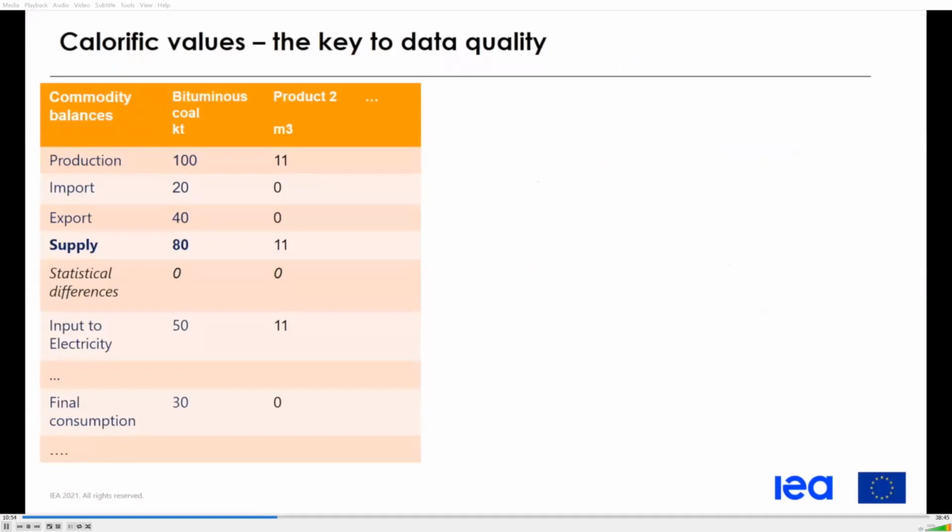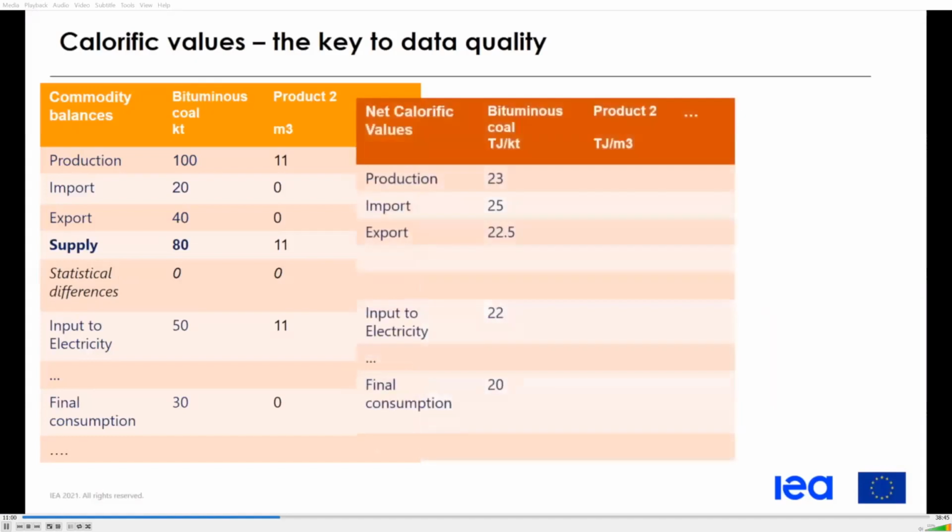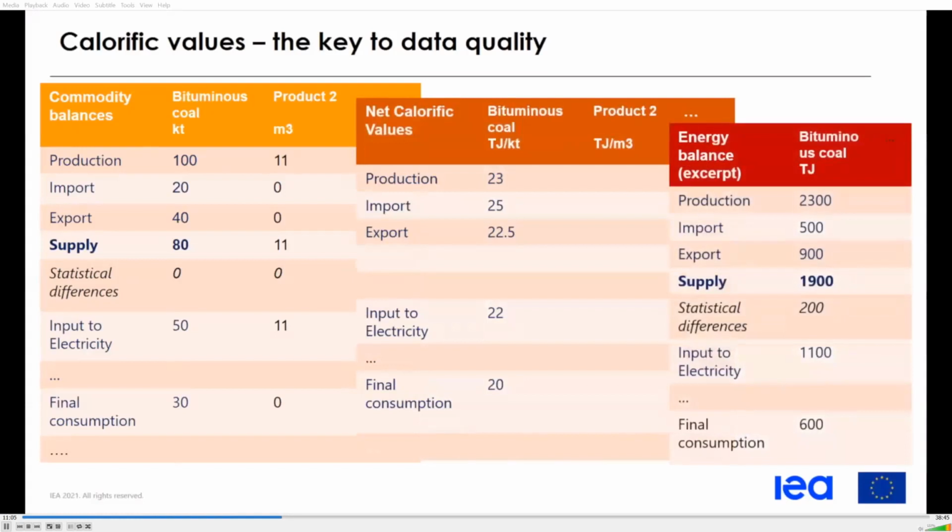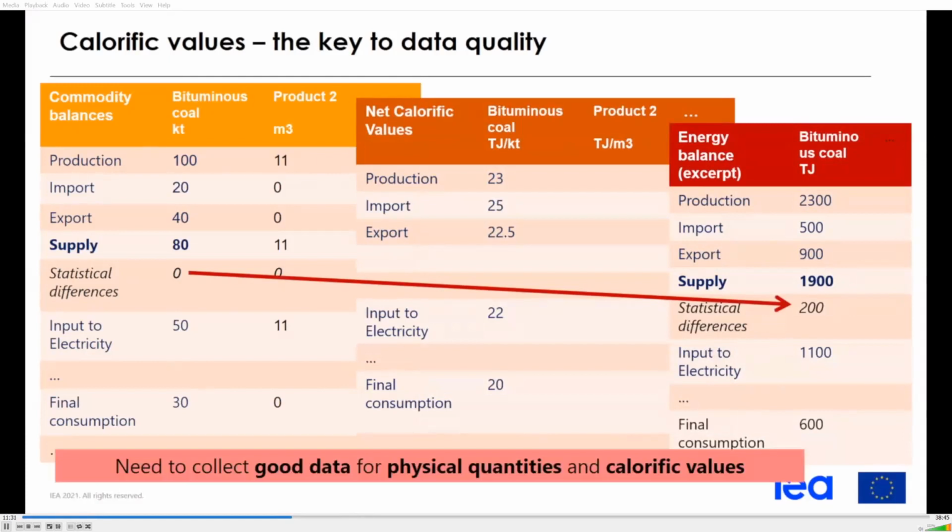As you can see, in this commodity balance, there is no statistical difference. But when we convert to the energy balances using calorific values, then a statistical difference appears. Why? If we look carefully at the calorific values in the middle table, you will notice that the calorific value for the input to electricity and consumption is different from the production and imports. This is something to query with the country. So as you can see, calorific values can be a good check for data quality control.